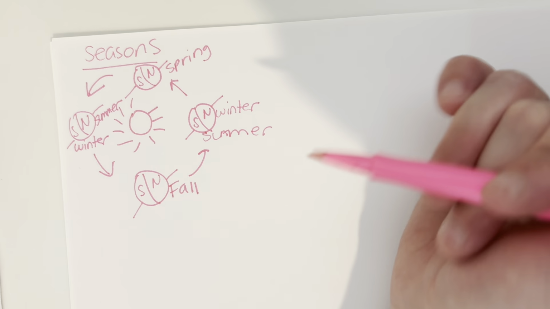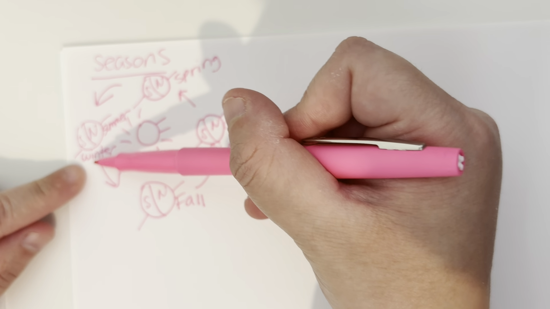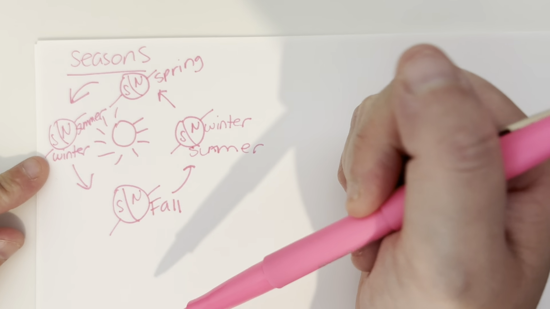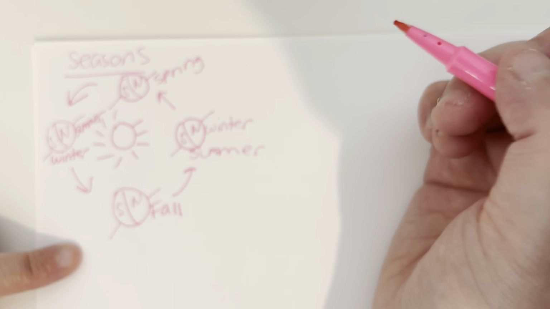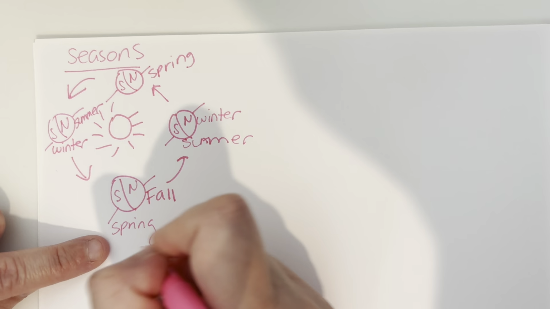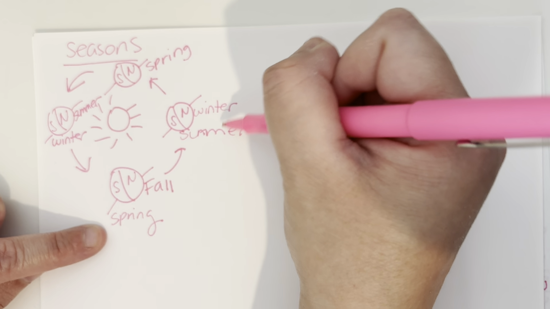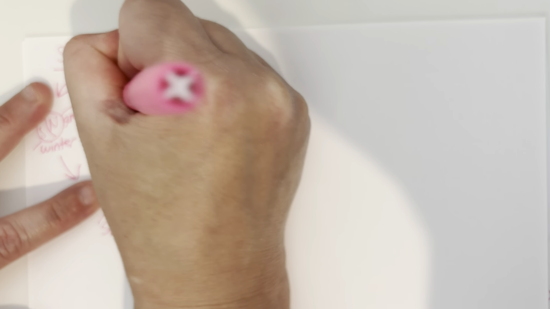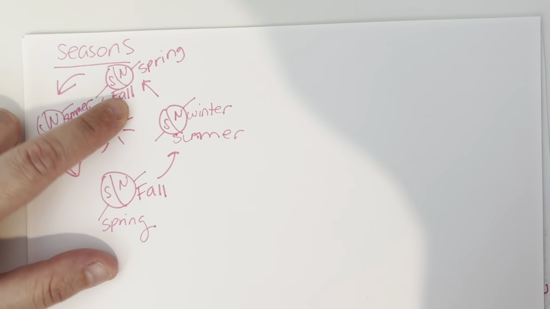Now, let me do the southern hemisphere. So if this is winter, what comes after winter? Well, I know after winter is spring. So then this would be spring, right? Then summer, and then fall. So this one would be fall at the bottom here.